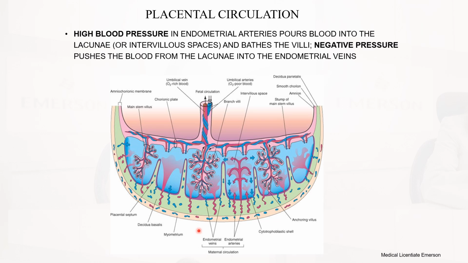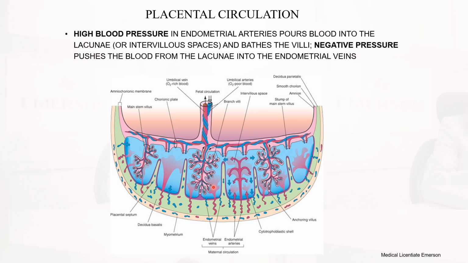Okay, so this is what we were just talking about. We have the maternal circulation, which is here, and we have the fetal circulation, which is here. So how do they communicate with each other? Blood comes from the mother, the high blood flow, and goes into the lacunae. So these are the lacunae. Then inside the lacunae are the intervillous spaces, and they're going to bathe the villi.